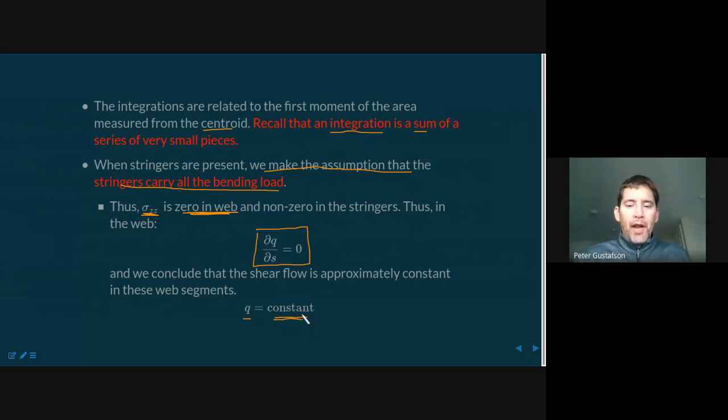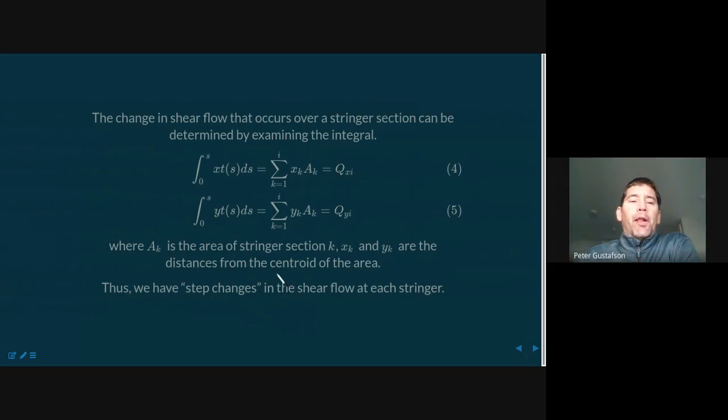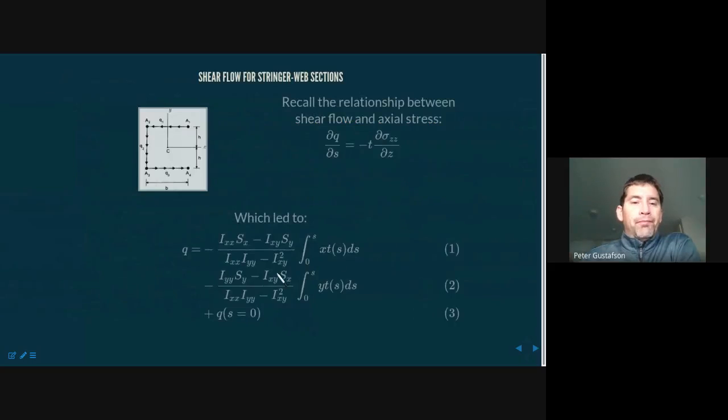Okay, so anyway, Q is constant. Now, Q is constant only where the shear, or where I should say the bending loads are assumed to be zero. Now, when we're crossing, let me go back to my image here for a moment.